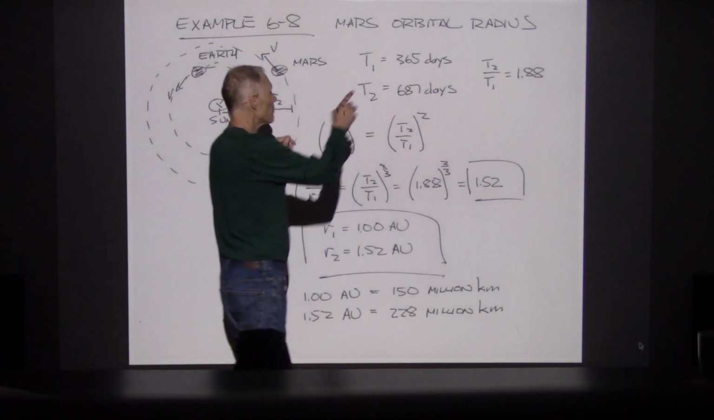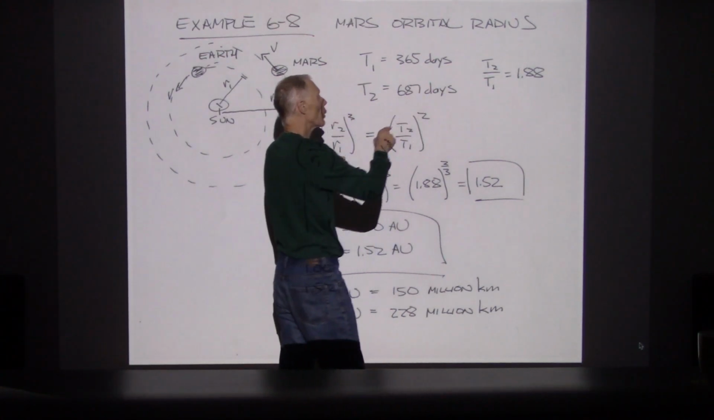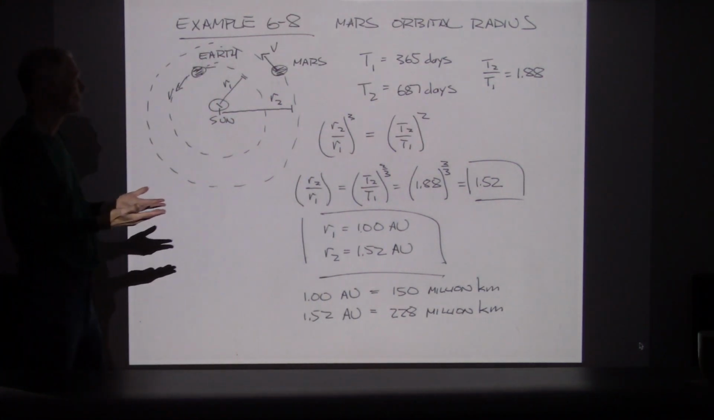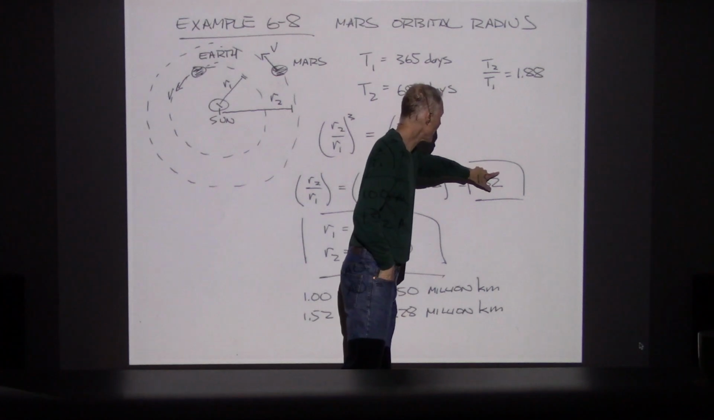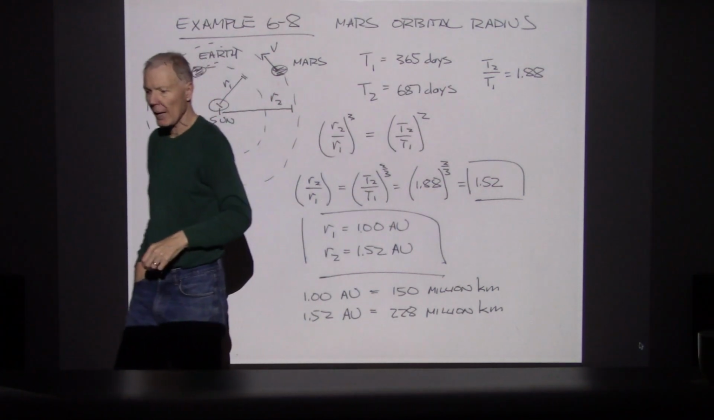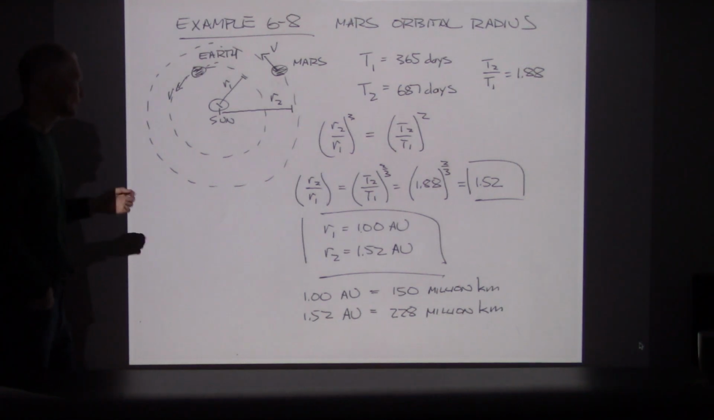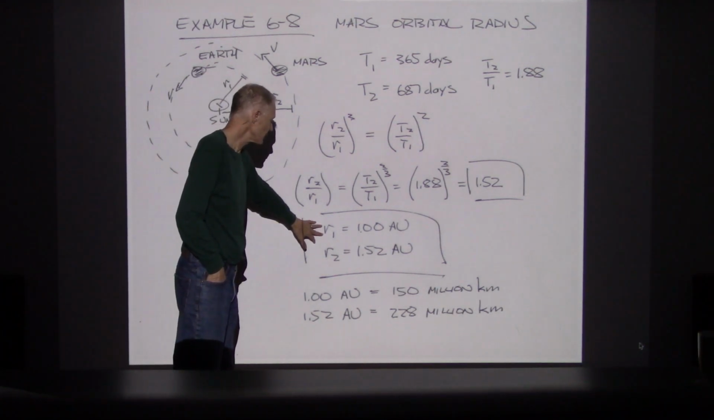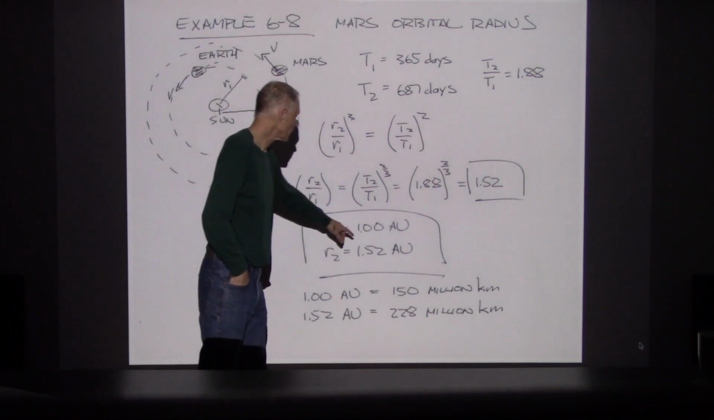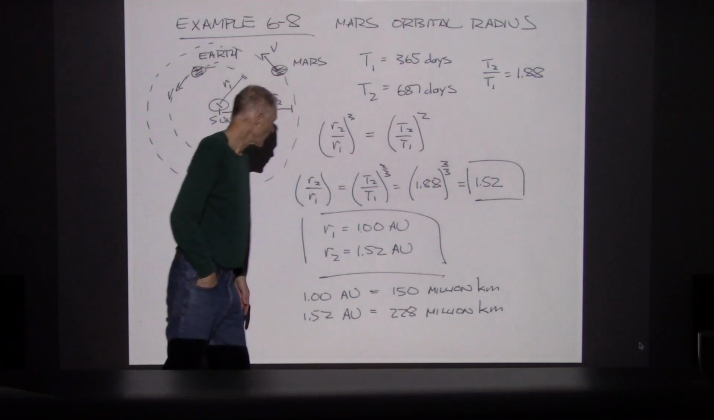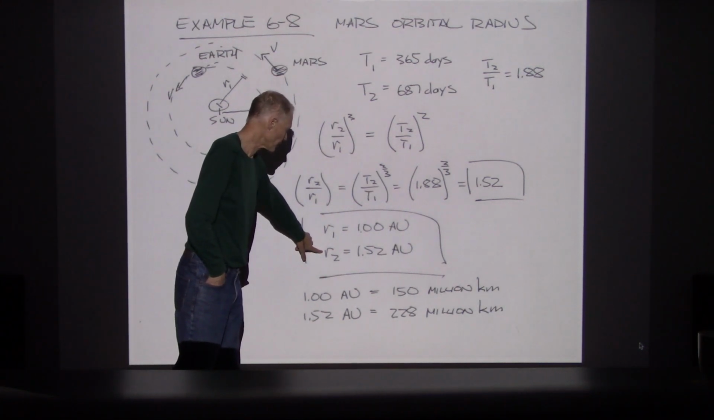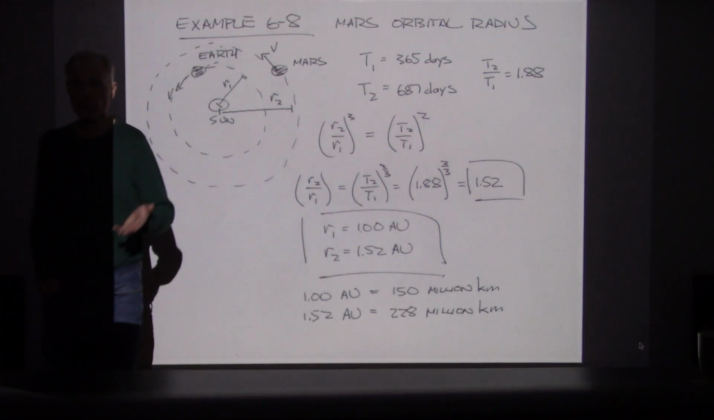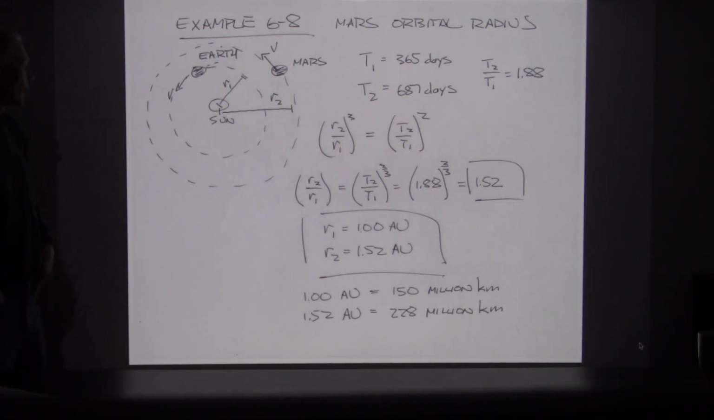It says that if the periods are in a ratio of 1.88 to 1, then the radius should be in a ratio of 1.52 to 1. And putting in Earth's orbit, the mean distance for Earth's orbit is called 1 AU. The mean distance for Mars' orbit then would be 1.52. Again, all these are measured from the center of the sun. That would be 1.52 astronomical units.